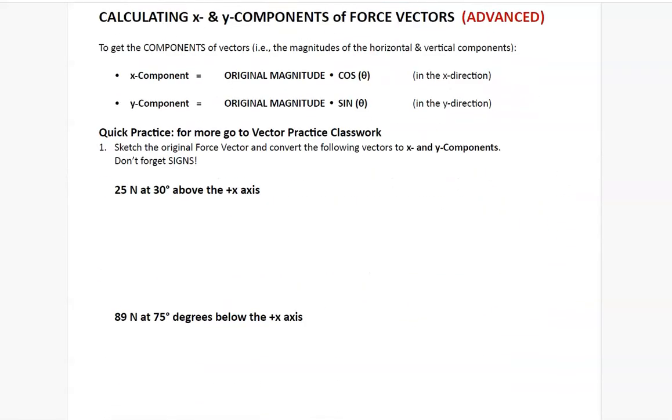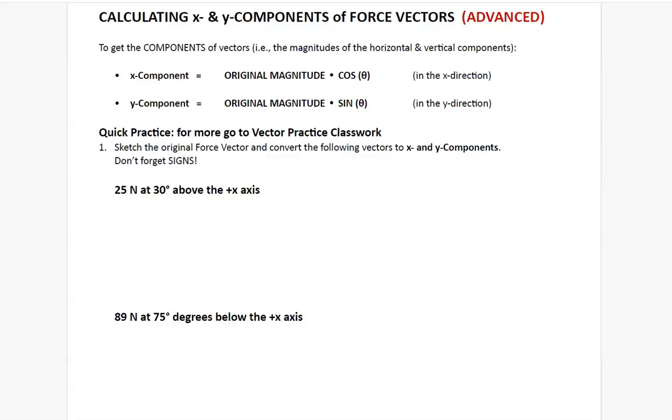So this is continuing the advanced section. You're not responsible for it. These are practice problems to get the components of vectors. In other words, the magnitudes, the sizes of the horizontal and vertical components of a vector that would add up. If you added those vertical and horizontal components together, you would get the original vector.